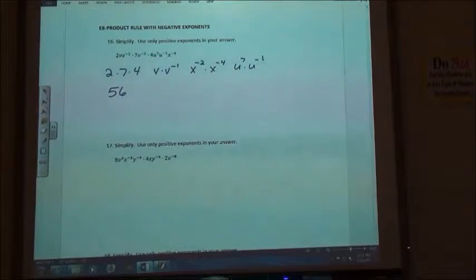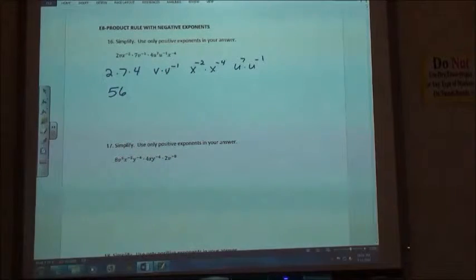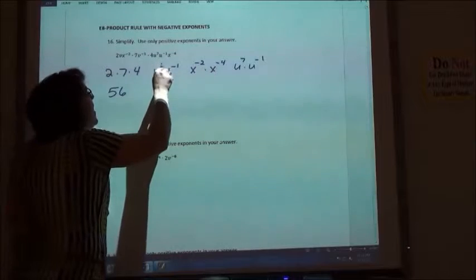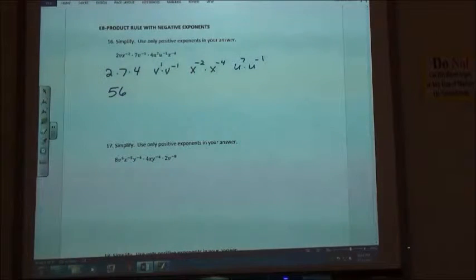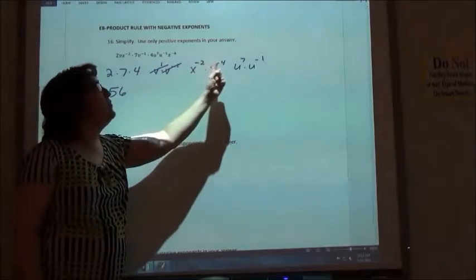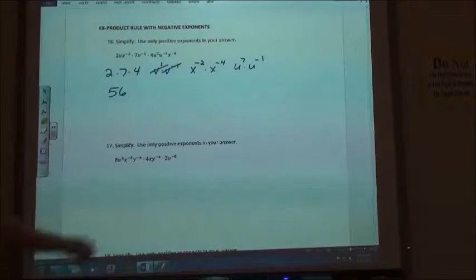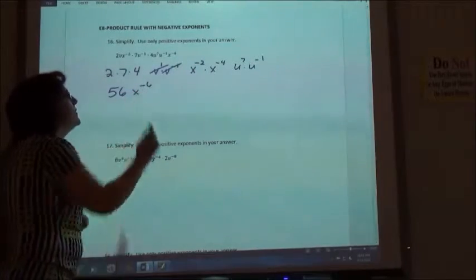When I do my exponents, my rule is that I'm adding my exponents when I have the same base. If I have an x squared times an x to the 3rd, I get x to the 5th. I add those exponents. Now in this case, if I have v to the 1st times v to the negative 1, what happens? It cancels out, right? I get 0. That's going to be gone. Here I have x to the negative 2 times x to the negative 4, so if I add my exponents, I get x to the negative 6.